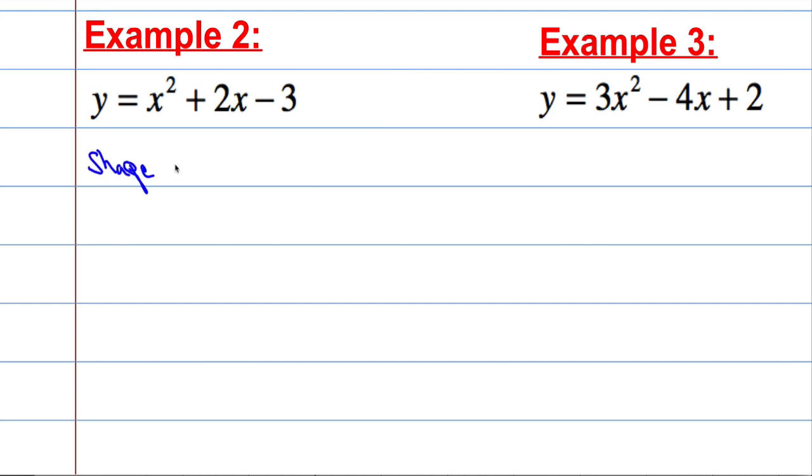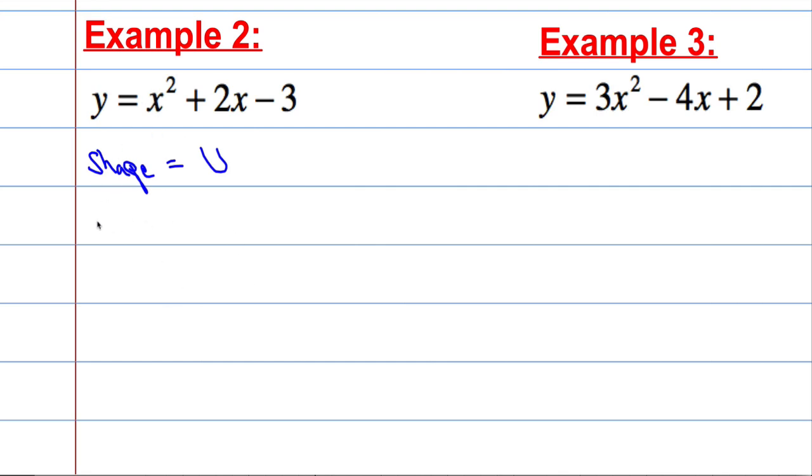The shape of our quadratic is U-shaped. How do I know that? The shape is a U-shape because the coefficient of x squared is positive. If that's positive, it must look like a U. If it's negative, it's going to look like an N. So the shape is a U.